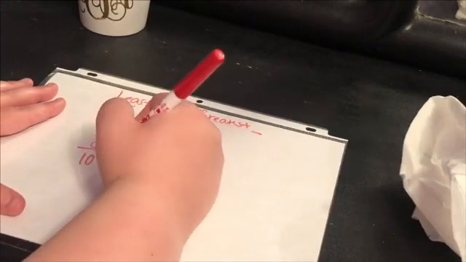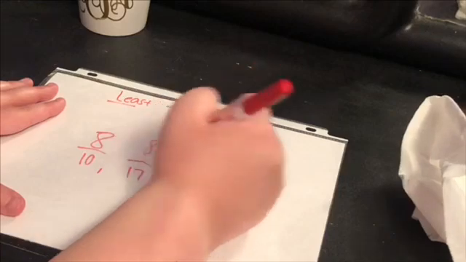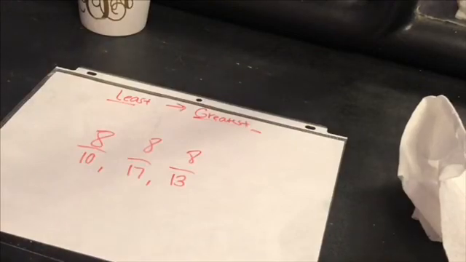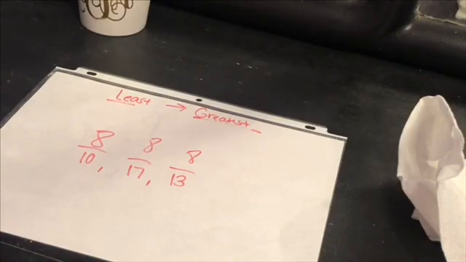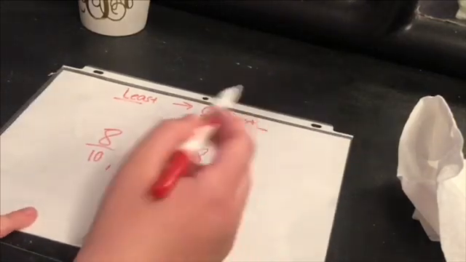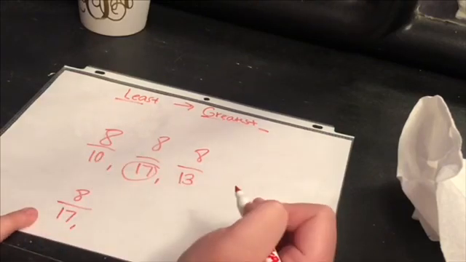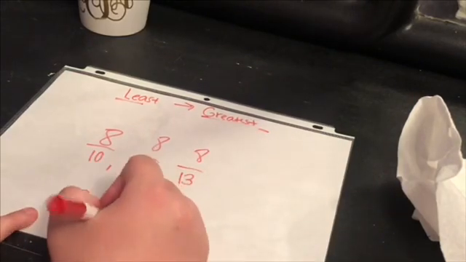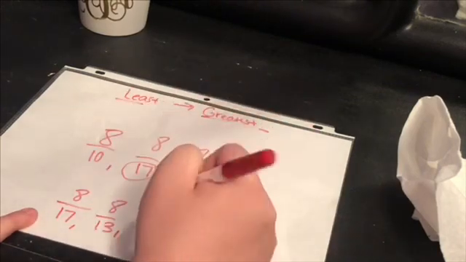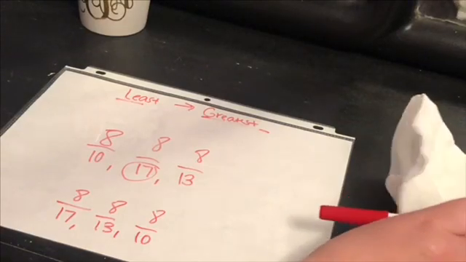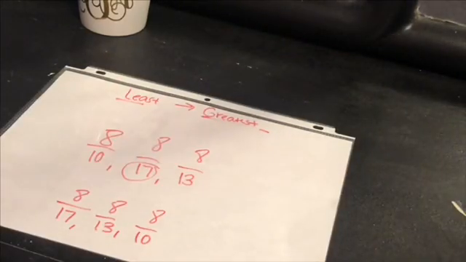What about this one? 8/10, 8/17, and 8/13. The bigger the denominator, the smaller the fraction. We're working from least to greatest, so look for your biggest denominator. Easy peasy. 17 is the biggest number. So you're going to do 8/17, then what comes next? 8/13, then 8/10. And that is the correct order for these three fractions from least to greatest.